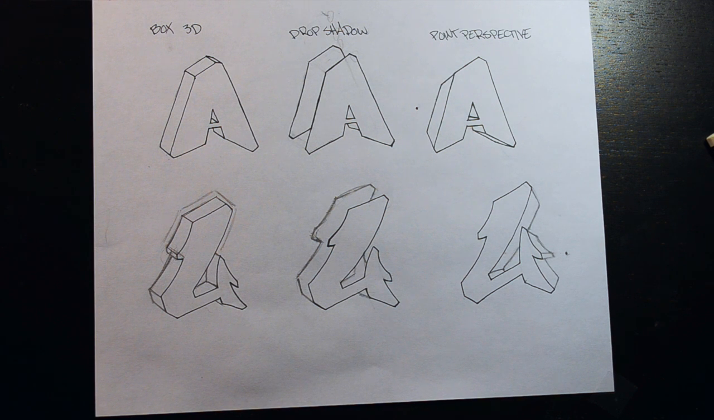Those are your three basic 3D graffiti effects. Combine them if you want. You can do the drop shadow with either point or box 3D, and that'll give you just a whole nother level of depth to the whole thing.